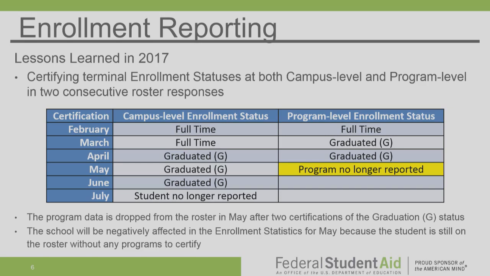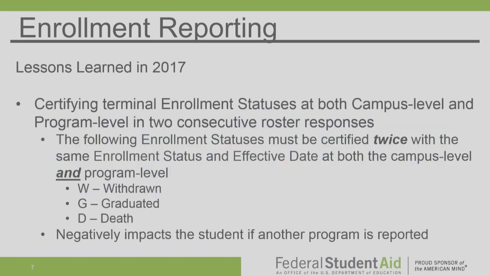So we find that a number of schools were having issues with the way NSLDS required that both the campus and the program level reported at 2 times, and we find it is a problem that we are correcting, but as it stands today, the school must report the program 2 times in a terminal status, and that's whether the student has withdrawn, graduated, or died.